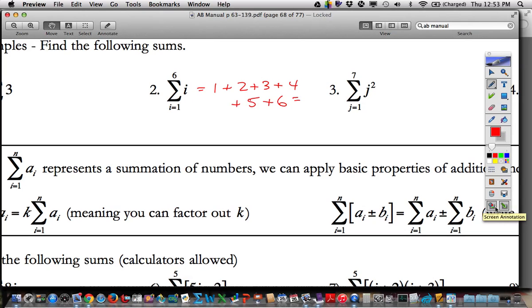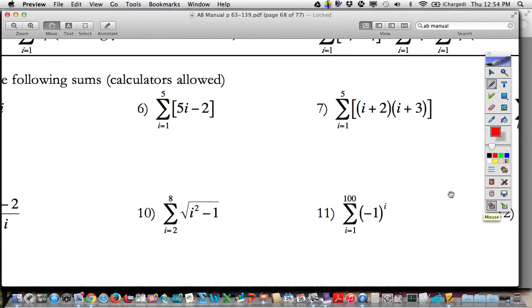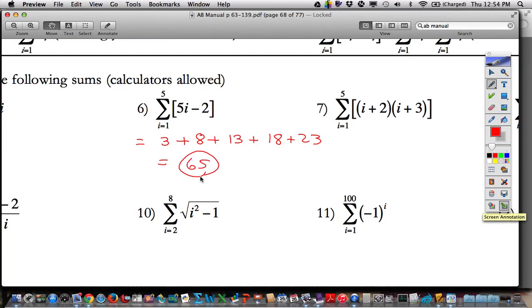Okay, now there's a few down here. Let's just look at a couple of others. Like for example, number 6 here. So we would let i be a 1, we get 3. Let i be a 2, we get 8. Let i be a 3, 13. Let i be a 4, 18. Let i be a 5, 23. And then you would add those up. 11, 24, 34, 32, 65. Right? And there's your answer. All right, so that's sigma notation.